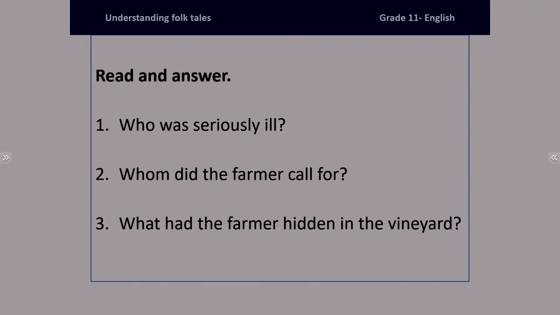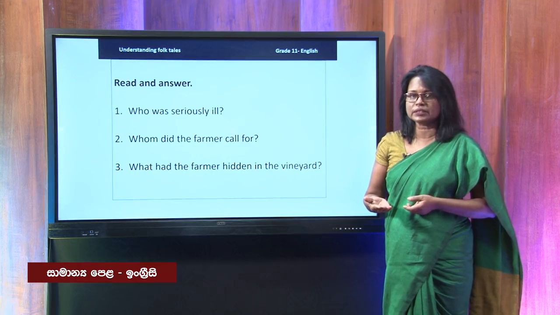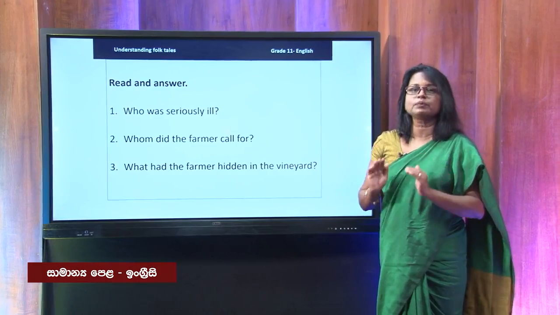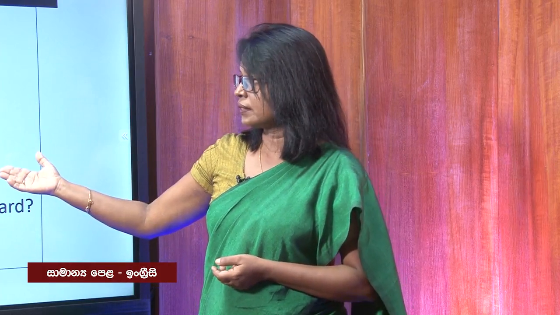All 3 questions have WH question words. So they expect you to find specific information. Now remember, children, when you are looking for specific information, you are not going to copy a chunk from the passage or your story and write as your answer. You have to find the very specific information. Remember, it's going to be 1 word or even 2 or 3 words.